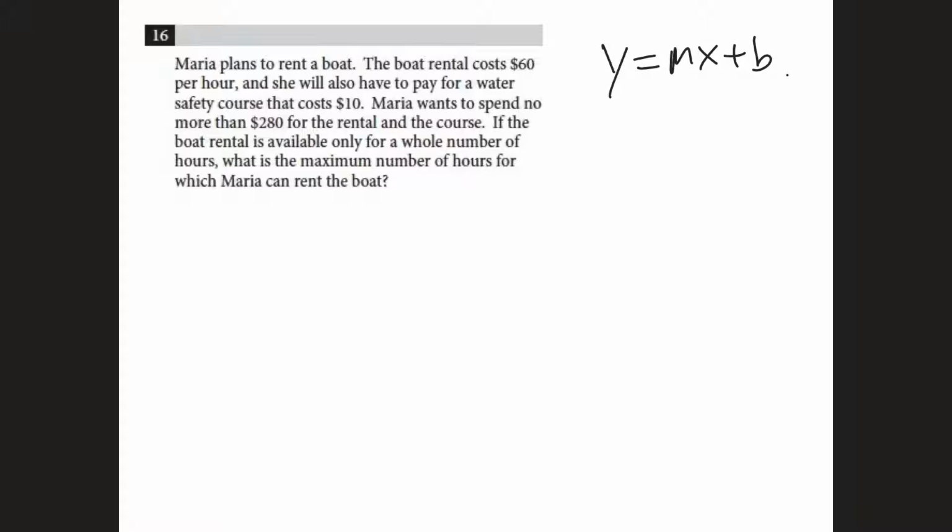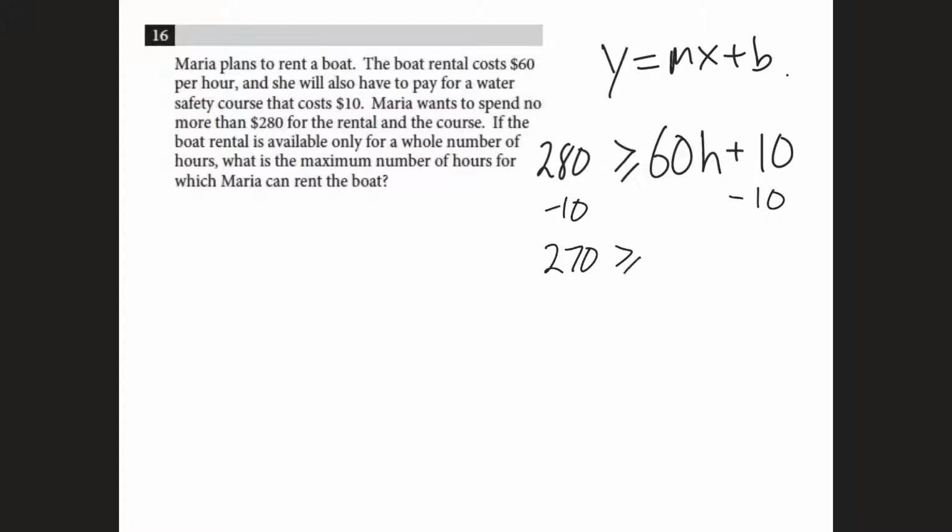Well, let's see, we've got the $60 per hour, and we say h, and then we have a $10 rental fee, and we want to pay no more than $280. So let's subtract 10 from both sides. 270 is greater than or equal to 60h. Divide by 60. We'll get 270 over 60 is greater than or equal to the hours.